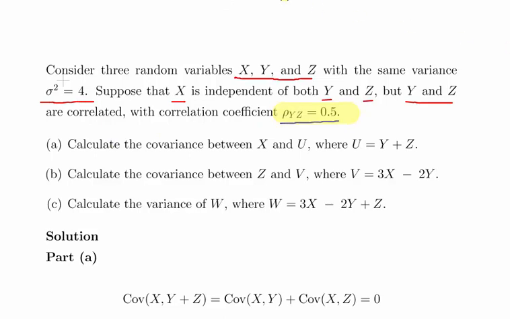Calculate the covariance between x and u, where u is equal to the sum of y and z. Calculate the covariance of z and v, where v equals 3x minus 2y, and then calculate the variance of w, where w is equal to 3x minus 2y plus z. All in all, these calculations are fairly similar to each other, so just build it up bit by bit.